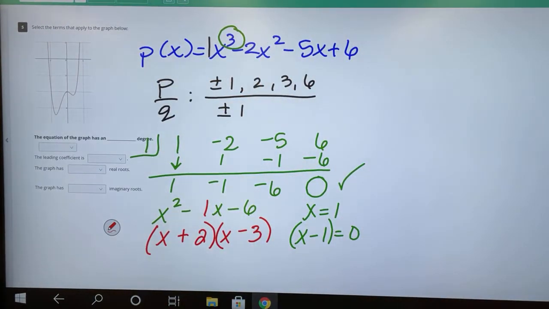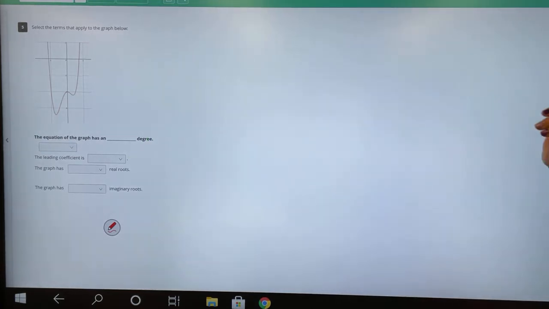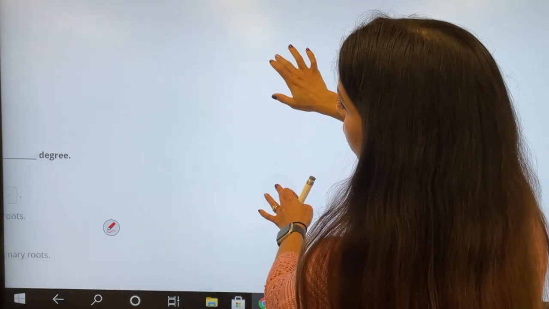And let me clear the ink. Okay. Now this one, will it let me zoom in? Oh, it does. Okay.